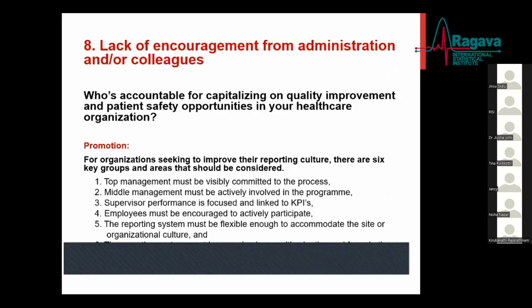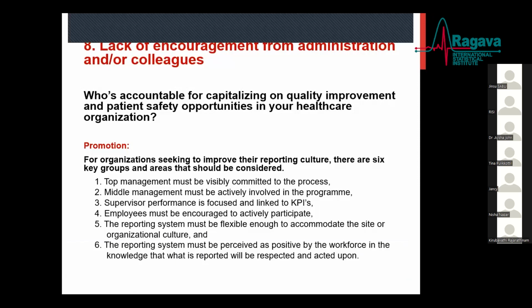Actually, the culture as well as the incident reporting goes hand in hand. If there is a good culture, there is good reporting too. For organizations seeking to improve their reporting culture, there are 6 key groups and areas to be considered. Top management: management must be visibly committed to the processes. Middle management must be actively involved in their programs. Supervisor performance is focused and linked to KPIs. Employees must be encouraged to actively participate. The reporting system must be flexible enough to accommodate the site or organizational culture, and it must be perceived as positive by the workforce, in the knowledge that what is reported will be respected and acted upon, and that being acted upon is very important.